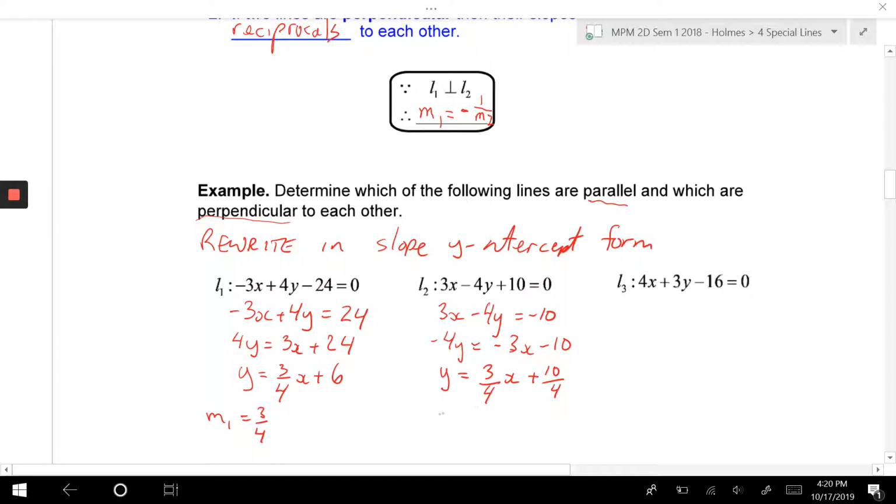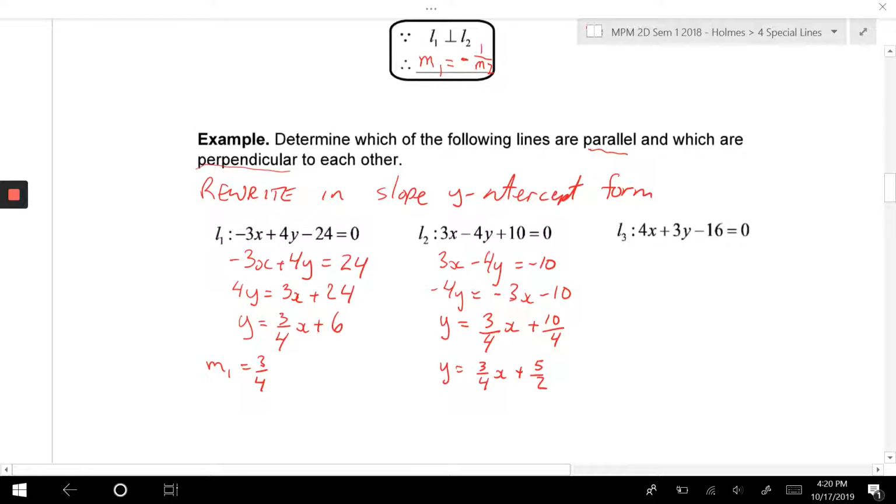And I should always reduce my fractions. That gives me y equals 3/4 x. 10 over 4 reduces to 5 over 2. So this is now in slope y-intercept form, which makes it easy to read what the slope is for equation 2. The slope is 3/4.